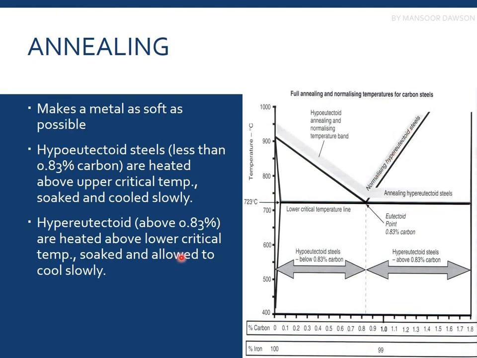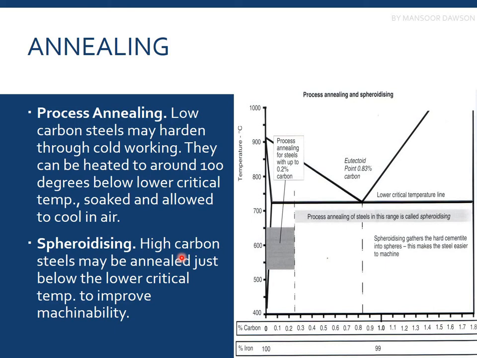So moving forward, what is process annealing and what is spheroidizing? Process annealing is done in low carbon steels, which may harden through cold working. They can be heated to around 100 degrees below the lower critical temperature, soaked and allowed to cool in air. So process annealing is done below the lower critical line, which is this line.